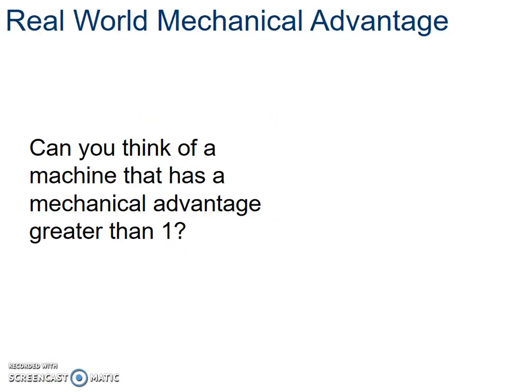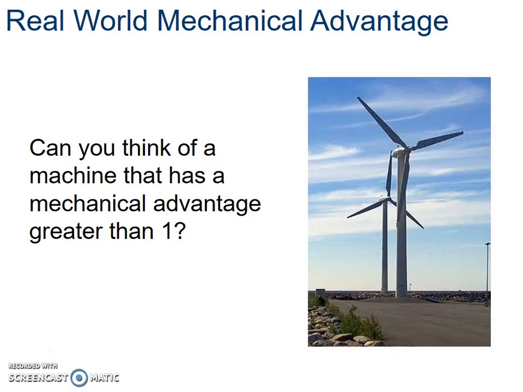Now, how can we look at this? What has a greater mechanical advantage? Well, lots of things have mechanical advantage. Crowbars require less force to open and pry a box open. Maybe it's a pair of scissors or pliers. Those have mechanical advantages greater than 1.